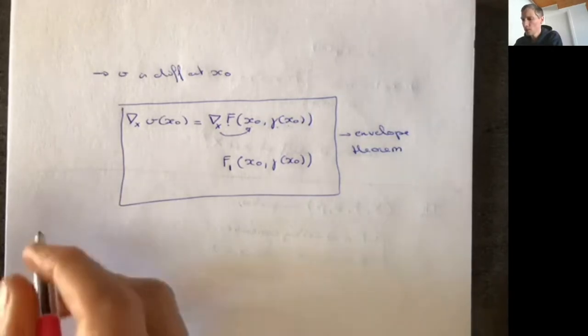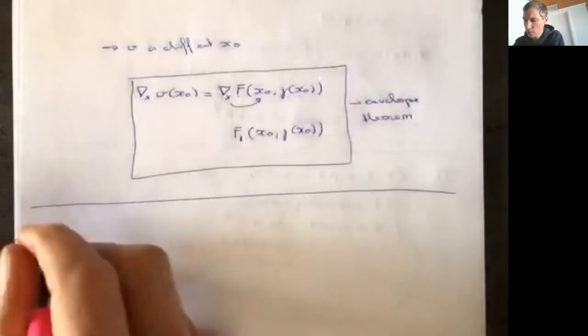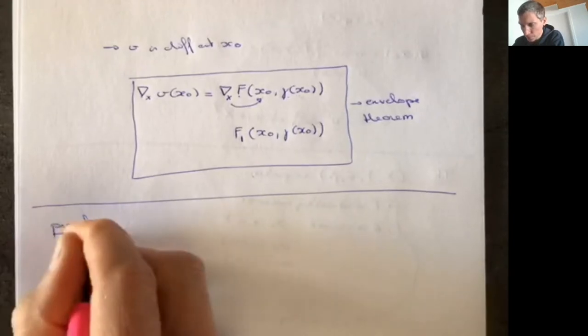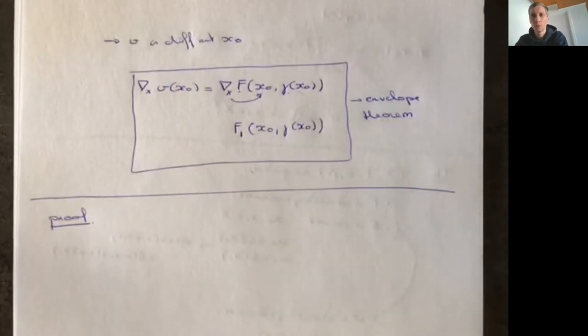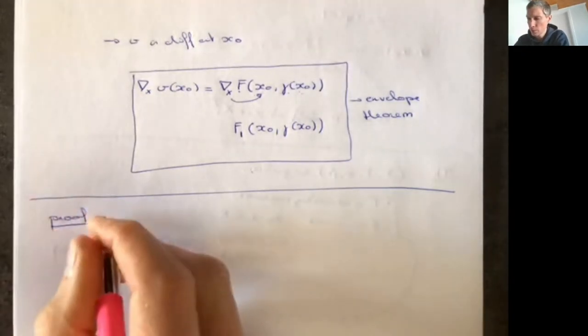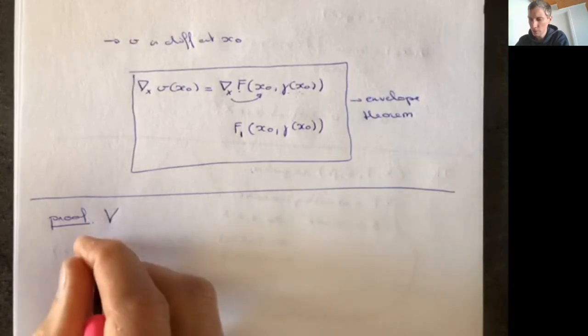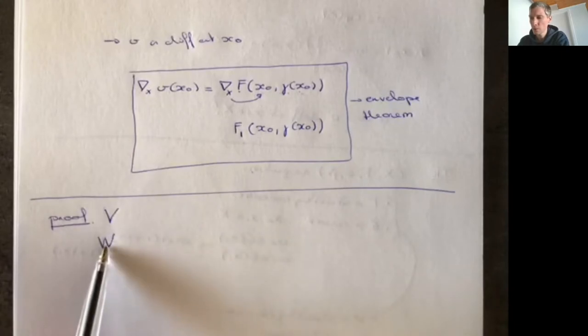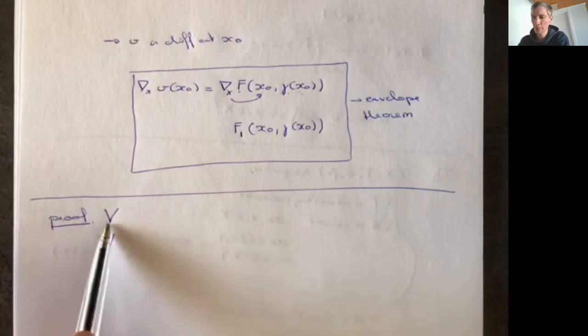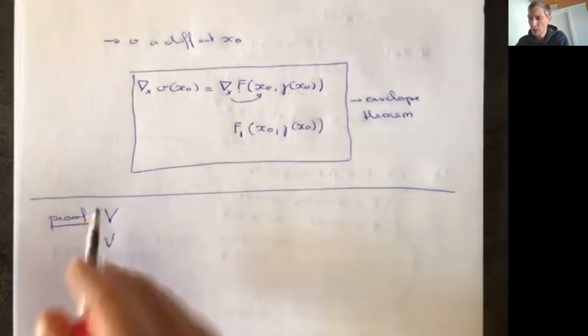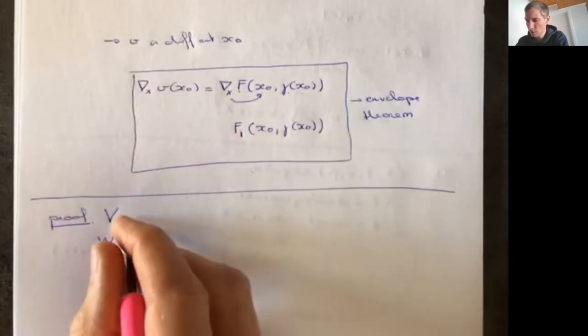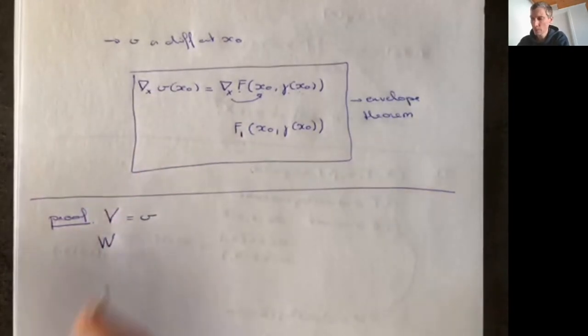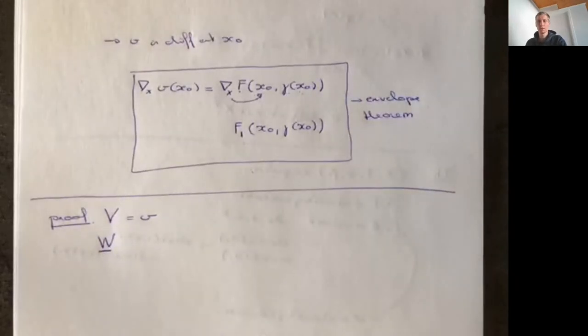Okay, so for the proof, what are we going to do? Well, we're going to use the Benveniste-Scheinkman theorem. And we're going to use a function v and use the function w, specify it, see that all the assumptions are satisfied. Then we're going to take the derivative of w with respect to x0, and we're going to put it equal to the derivative of v at x0. Okay, so in particular here, v will be my Bellman value function v. Okay, and w will be a little bit different.